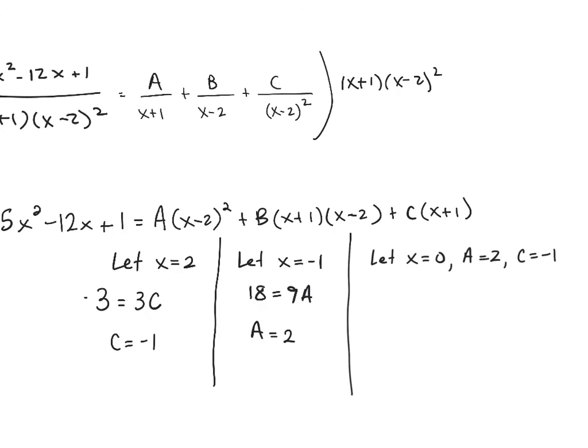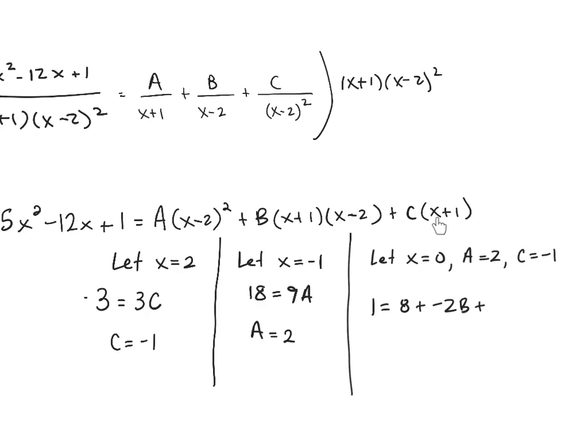So if x is equal to 0, then 0 squared minus 12 times 0 plus 1 is just 1. And then here 0 minus 2 is negative 2. Negative 2 squared is 4. And then 4 times a really means 4 times 2. So 4 times 2 is 8. And then here, if x is 0, 0 plus 1 is 1. 0 minus 2 is negative 2. Negative 2 times 1 is negative 2. And then negative 2 times b is negative 2b.